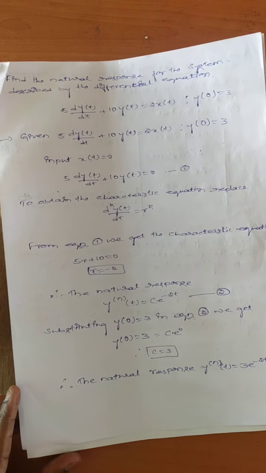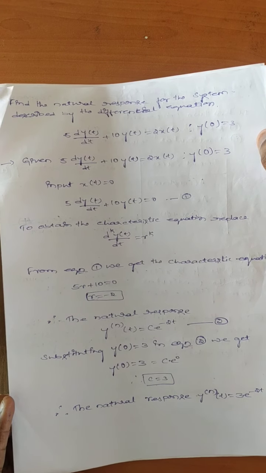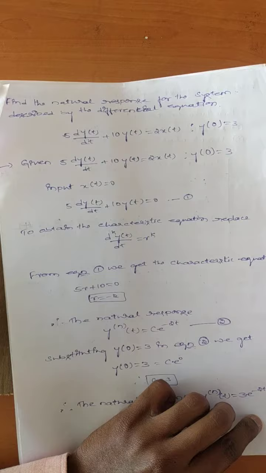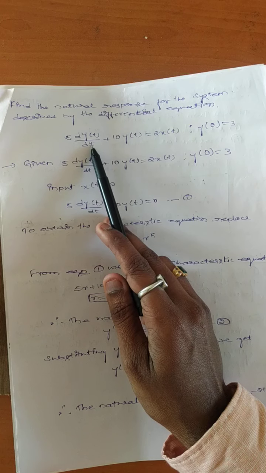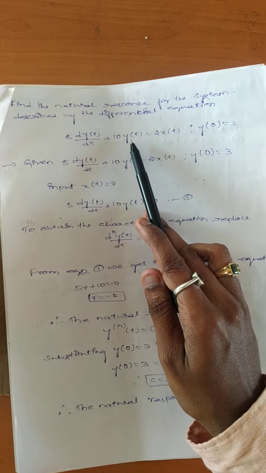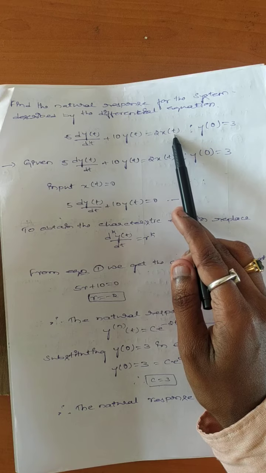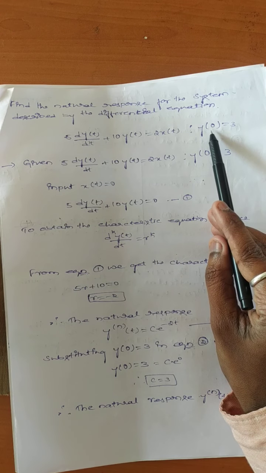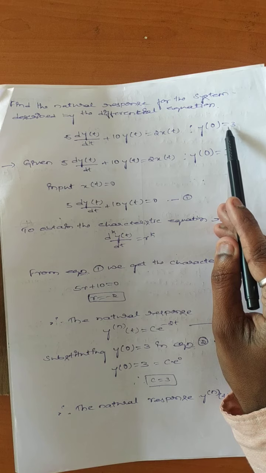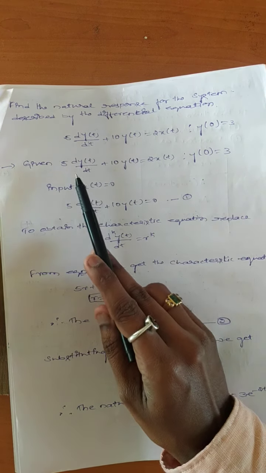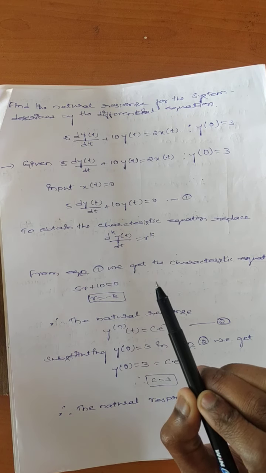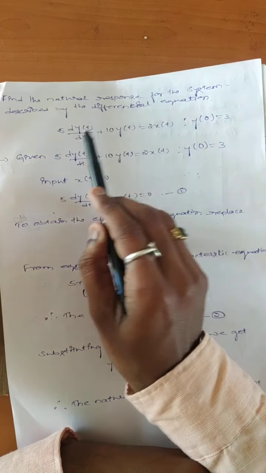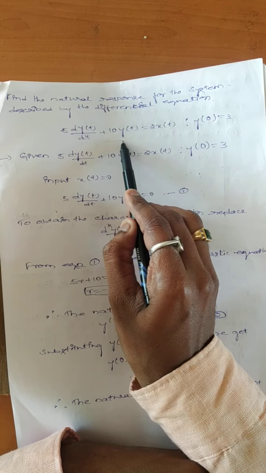Now I will move on to a problem on natural response. Here is the problem. Find the natural response for the system described by the differential equation 5 into dy of t by dt plus 10 into y of t is equal to 2 into x of t, and the initial condition is y of 0 is equal to 3. So we need to find the natural response of the given continuous time system. Look at this, it's a differential equation.